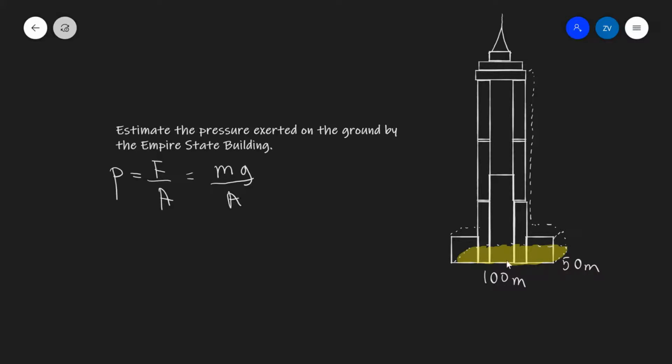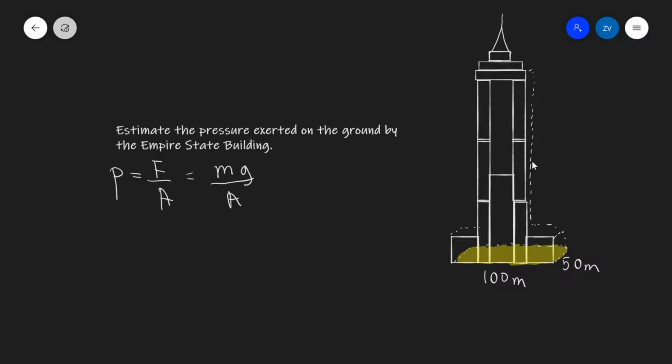Now, I already have an estimate for my area. However, let's make an estimate for the mass. Now, this can be a little bit tricky. To estimate the mass of an entire skyscraper, we know there's going to be a lot. I know that a car is going to weigh somewhere between 1 and 2 tons, i.e. 1,000 and 2,000 kilograms. So as you can imagine, this is going to be many times that mass.